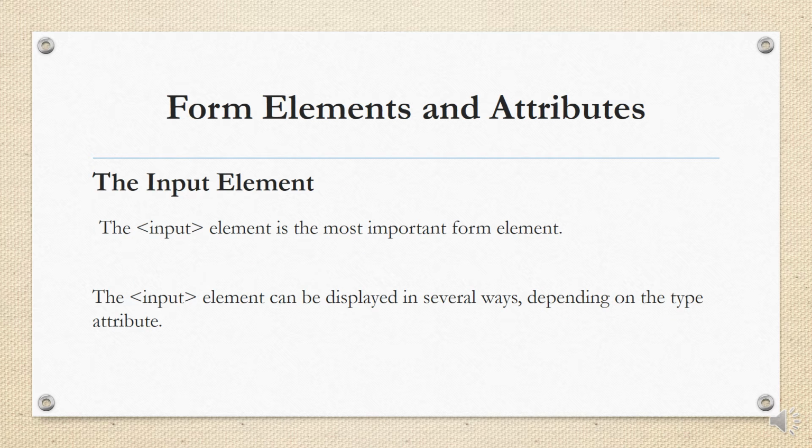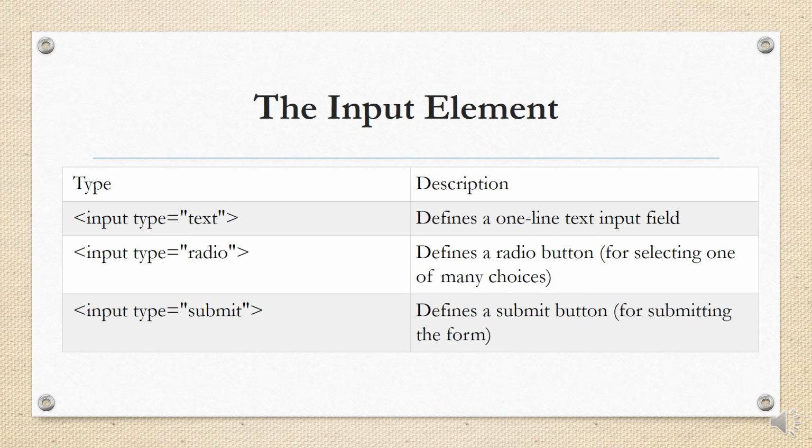As I was saying, the input element is the most important form element, and it will work depending on the type attribute. And we have this type tag that helps us with different kinds of input. So when we have text, it defines a one-line text input field. When we have radio, it defines a radio button for selecting one of many choices.